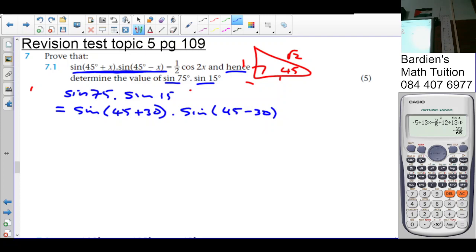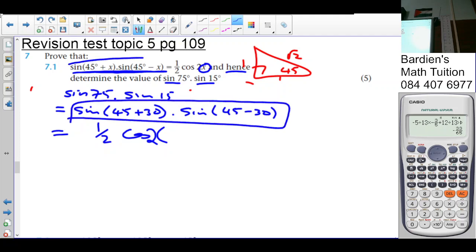So we managed to prove that sine (45 plus x) times sine (45 minus x) is equal to a half cos 2x. But what is in x's place here? Huh? 30. So I'm going to replace that x with 30. Does it make sense? Because now I have this looking exactly like that there, and we have proven that the left hand side is equal to the right hand side. You make the leap. So x is what? 30. What is 2 times 30? 60. What's cos of 60?